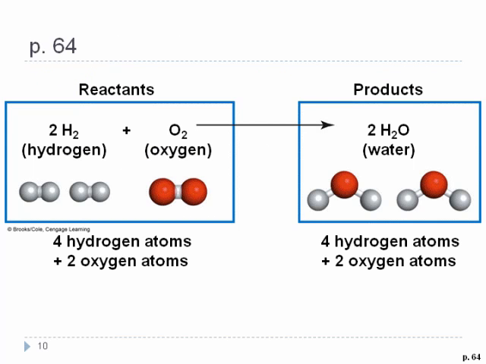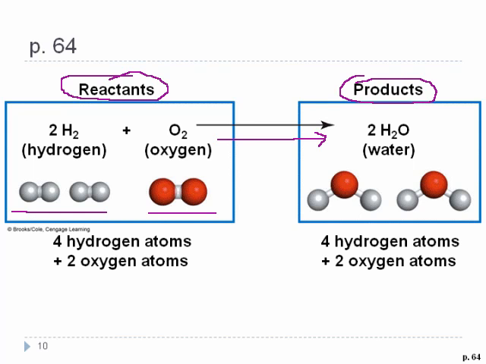So this is what your book shows you on page 64. It shows you the reactant, shows you an arrow, shows you product. The reactants are hydrogen and oxygen, and they go to form water. We started out with 4 hydrogen and 2 oxygen. We ended up with 4 hydrogen and 2 oxygen. But we broke some bonds, and then we reformed some bonds to form water from hydrogen and oxygen. So this is an example of a chemical reaction that rearranges atoms from reactants into products.